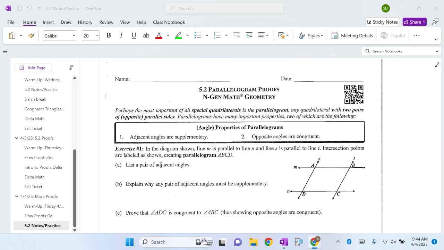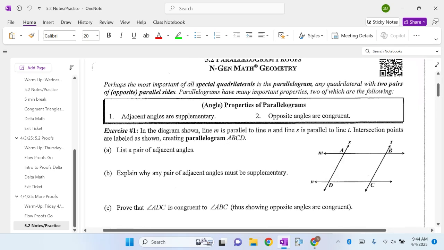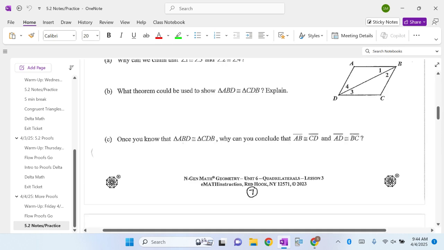All right. So today we are continuing on with our proofs. Now we're moving away from triangles and into quadrilaterals. I want to go ahead and take care of this because proofs are a pain and I'd rather not spend an hour and a half on them. So rather 45 minutes than an hour and a half. All right, so I'm on page 7.